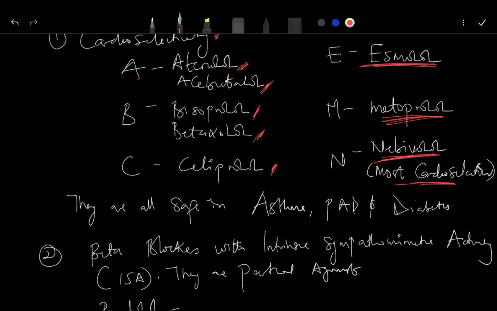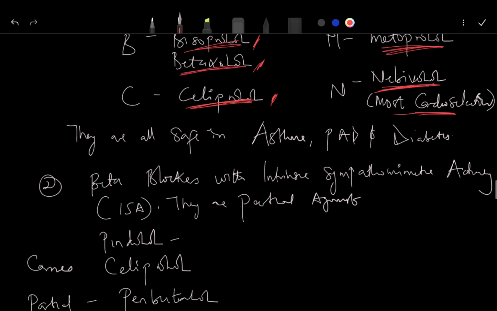Again, the mnemonic is ABCEMN. So atenolol and acebutolol. B is bisoprolol and betaxolol. C is celiprolol. Take note of this one. Celiprolol, not carvedilol. E esmolol, M metoprolol, N nebivolol, which is the most cardioselective. So all these ones are safe in asthma patients, peripheral artery disease patients, and diabetic patients. They are all safe in there.